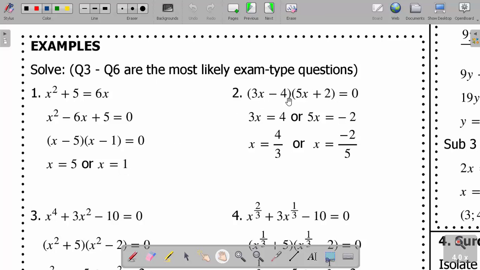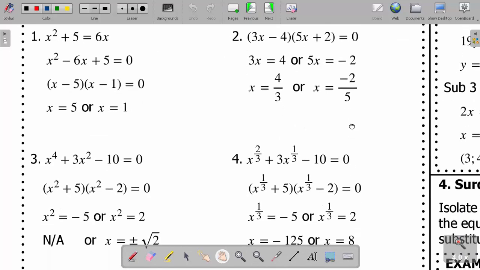Then if they give us one like this, because this is 0, don't even disturb yourself. Just say either 3x minus 4 equals 0, which gives x equals 4 over 3, or 5x plus 2 equals 0, which gives us x equals minus 2 over 5, using the zero factor law. Okay, let us continue here.